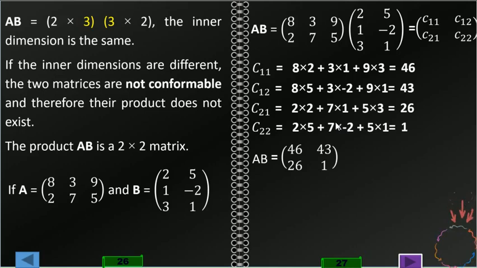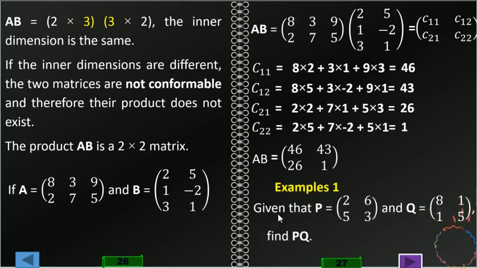So now this is a rectangular multiplication. Let's pick another example, a 2 by 2 matrices. The multiplication of 3 by 3 matrices will be done in another video, because that will take time and we need to spend enough time and carry out enough explanation for your understanding. So now let's look at another example. Given that P is this and Q is this, find PQ.